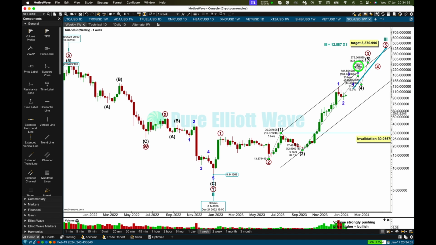I'm expecting intermediate 3 to be a really long extension because it's a 3rd wave within a big 3rd wave within a big 3rd wave. It's a nested 3 degrees big wave.